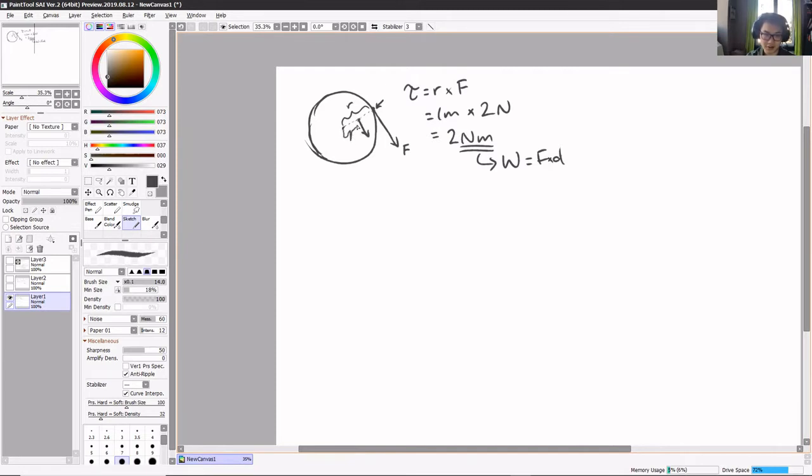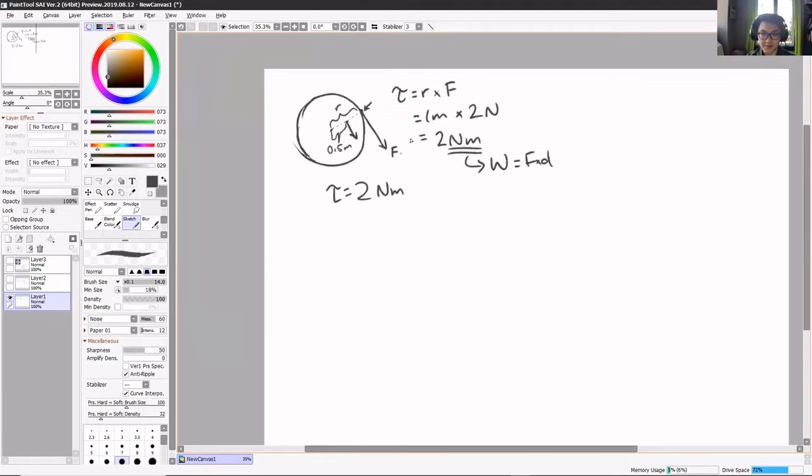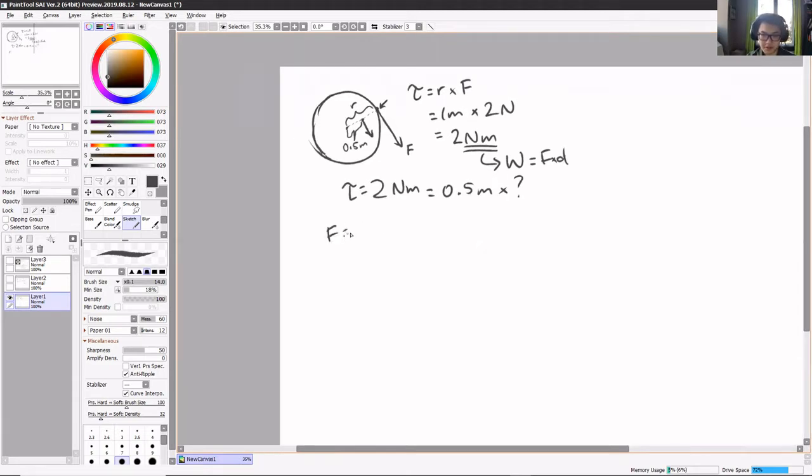So let's try to find the force over here at this point. The lever arm is shorter here. This is, say, 0.5 meters. So we already know the torque, which is always constant throughout this object, so 2 Newton meters. And then this is equal to the radius, which is 0.5 meters, times an unknown force. So to find that force, we can divide 2 Newton meters by 0.5 meters, and then we will find the force is 4 newtons.